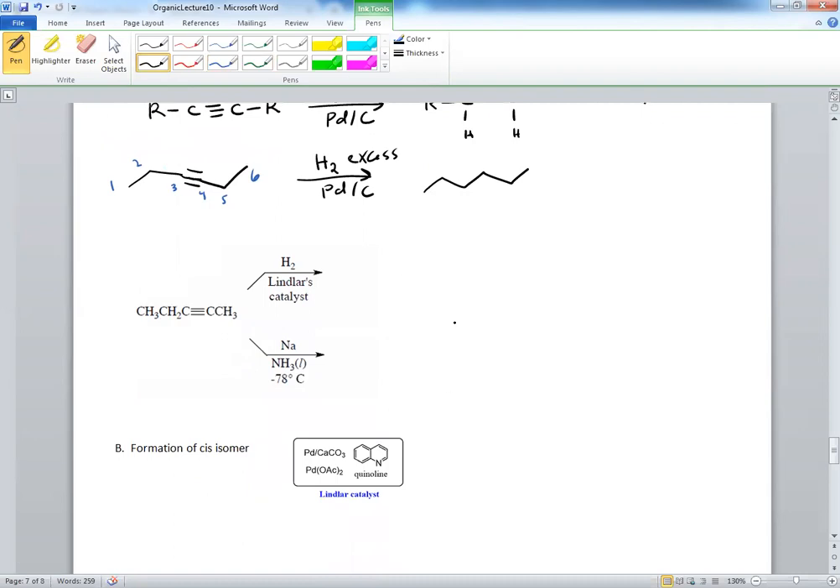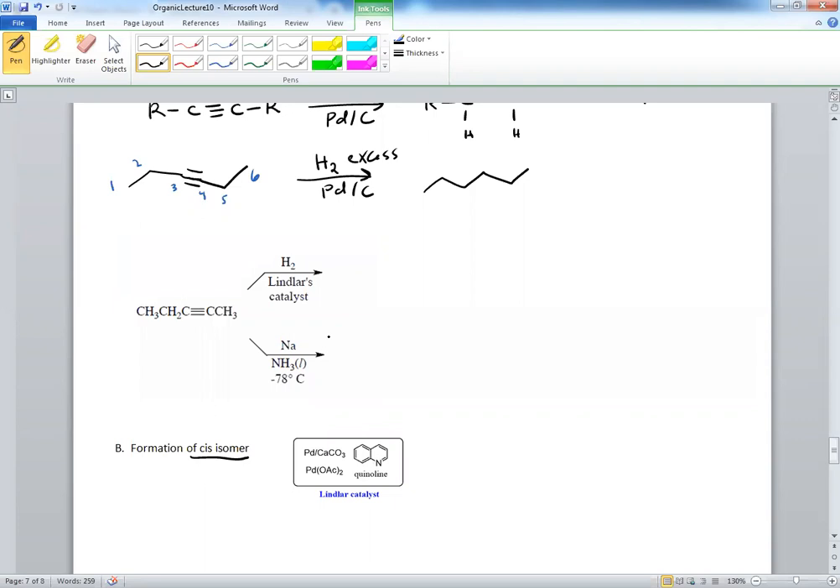Now, here are two ways. You can make, using Lindlar's catalyst and H2, the cis isomer, and I write it here, and here's Lindlar's catalyst. It's lead or palladium with calcium carbonate and quinoline. This is a catalyst that's used for this purpose.